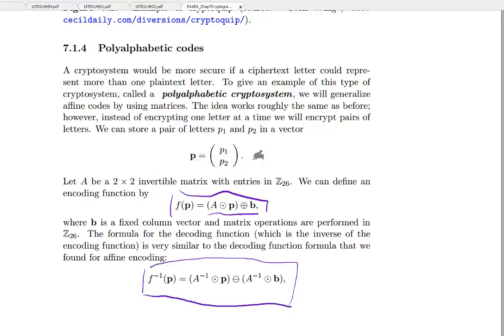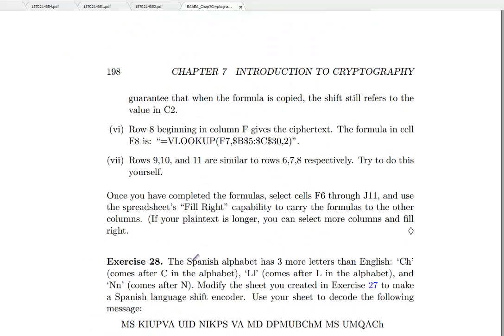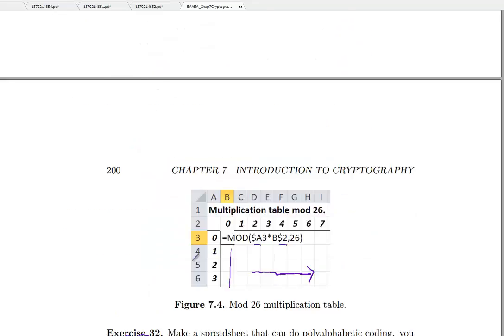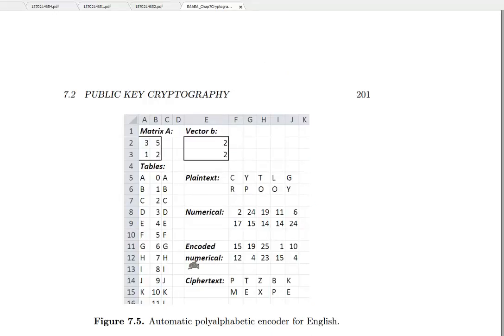Okay, so how are we going to use that in this context below? Notice that in the spreadsheet that I gave, we only have encoding. I didn't ask to include decoding. You can use the same spreadsheet to encode or decode. Let me just write the encoding function here.